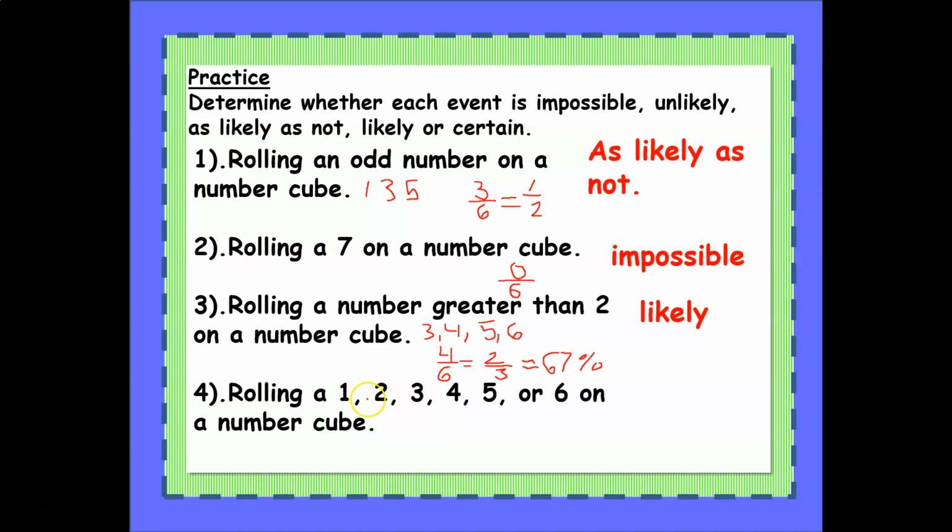And rolling a 1, 2, 3, 4, 5, or 6 on a number cube, so that would be 6 out of 6, which equals 1, or 100%, which makes it certain to occur.